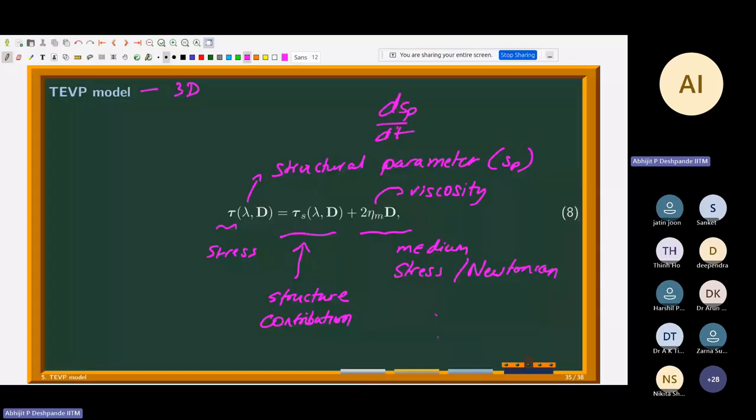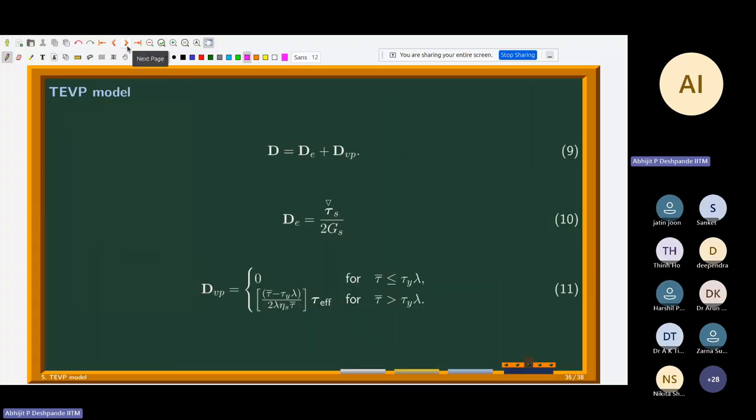Like earlier I said, we needed an equation for dSP by dt. For these models, we will need an equation of d lambda by dt. And so this is one component along with the evolution equation of the structural parameter that we can look at.